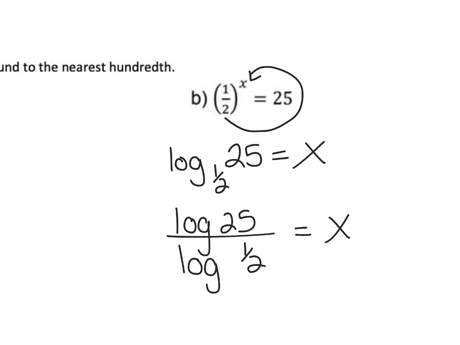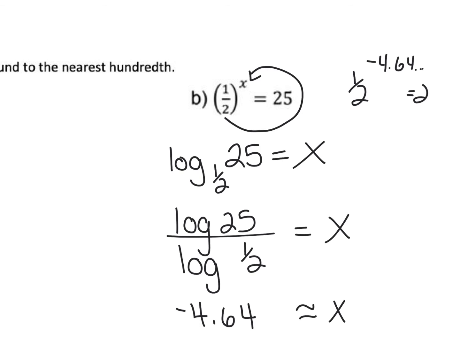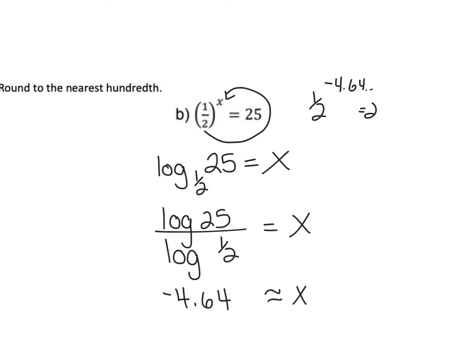And I'm just going to plug that in my calculator and see what that's approximately equal to. I get -4.64, rounded to the nearest hundredth. Again, that means that 1/2 to the -4.64 is equal to 25. So you could check that. If you rounded it, you won't get exactly 25. If you use just the answer, copying and pasting it on the calculator, it'll work out exactly to 25.